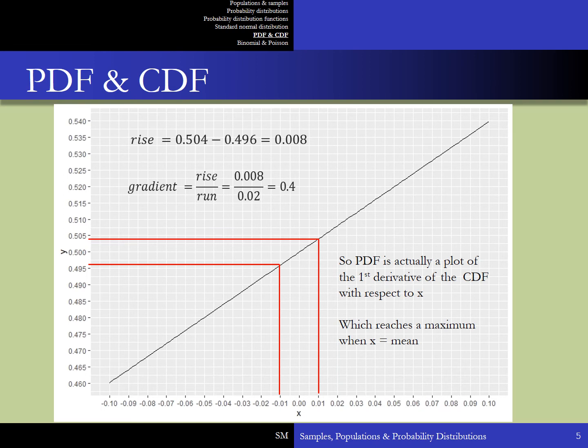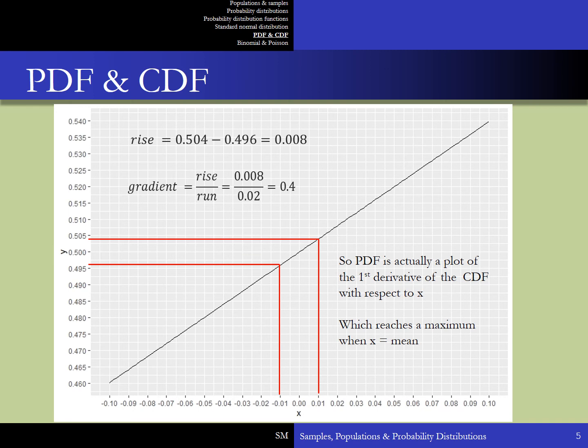You might remember from high school algebra or mathematics generally how to calculate the gradient of a line. It's the rise over the run. The rise in this case, we take the values from the y-axis, approximately 0.504 minus approximately 0.496. That gives us a value of roughly 0.008. So the gradient, the rise over the run, is going to be 0.008 divided by 0.02. And that gives us a value of roughly 0.4.